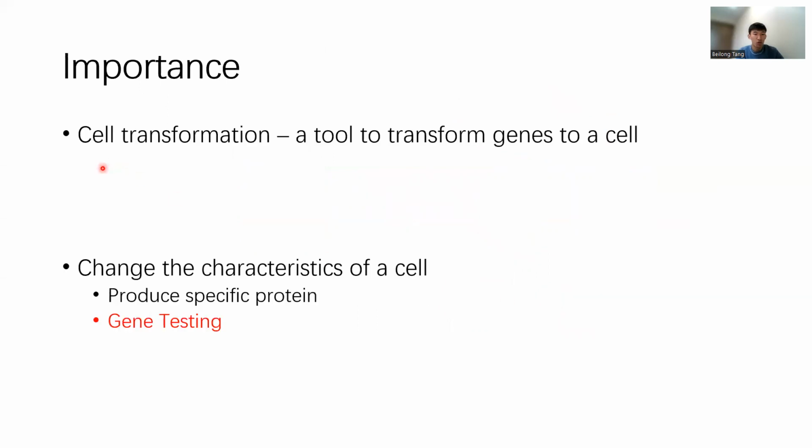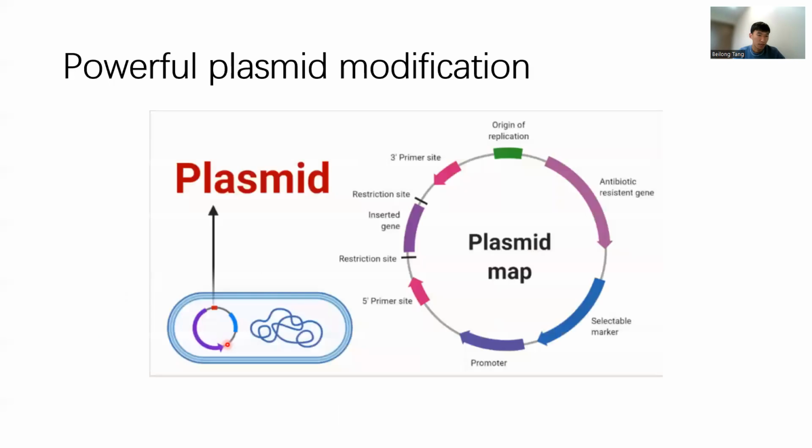The importance of the cell transformation is that it is used as a tool to transfer genes to cells, and the genes will be expressed because the plasmid can replicate and transcript independently without control. So we can change the characteristics of a cell, let it produce the protein that people want it to produce, or we can do some gene testing, which I will mention later.